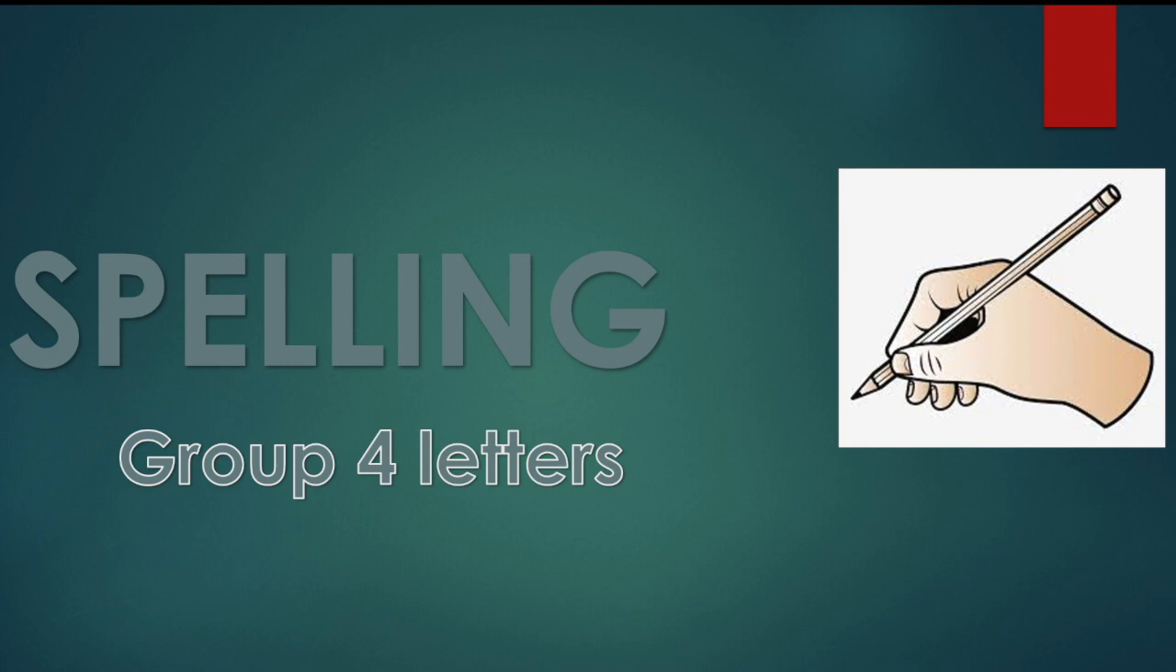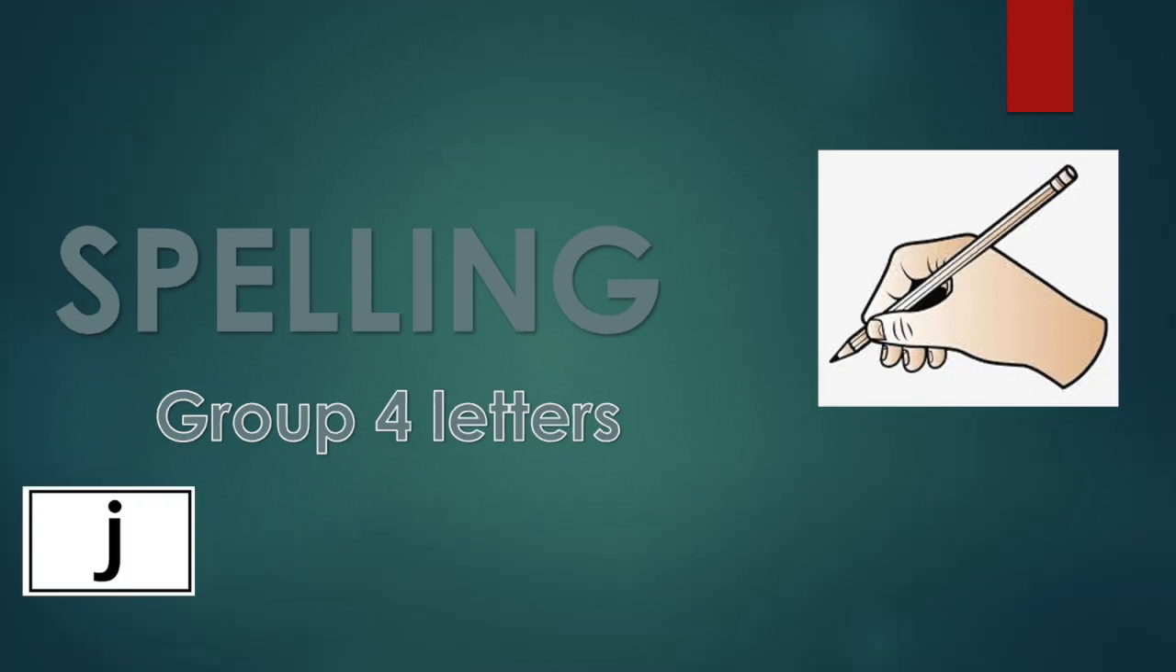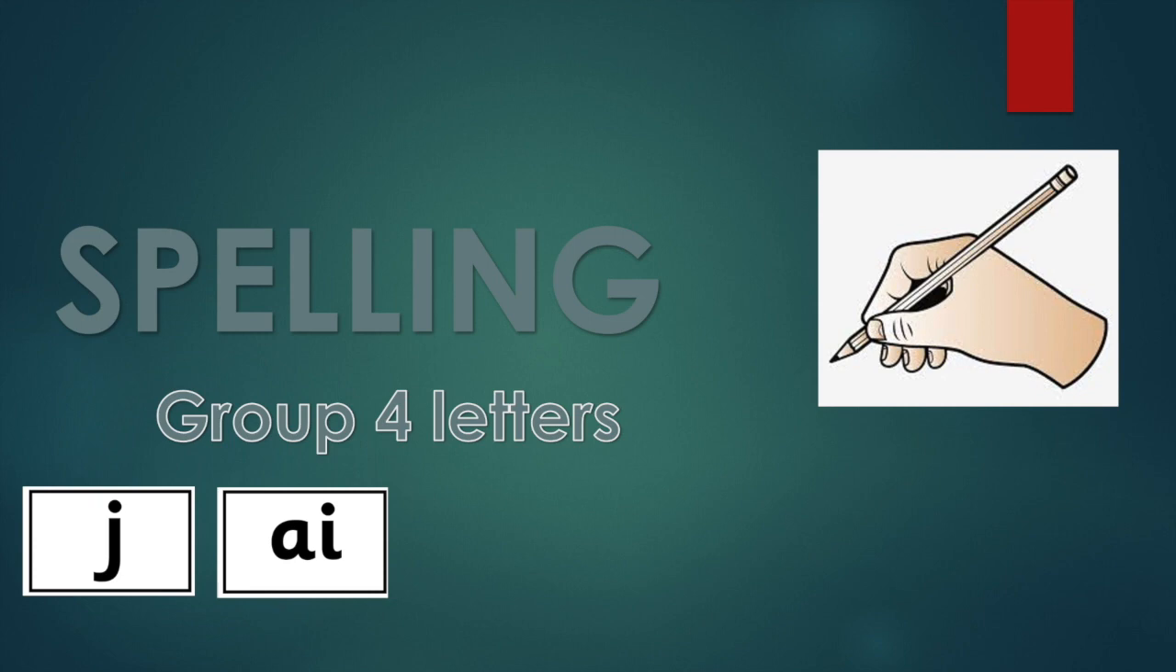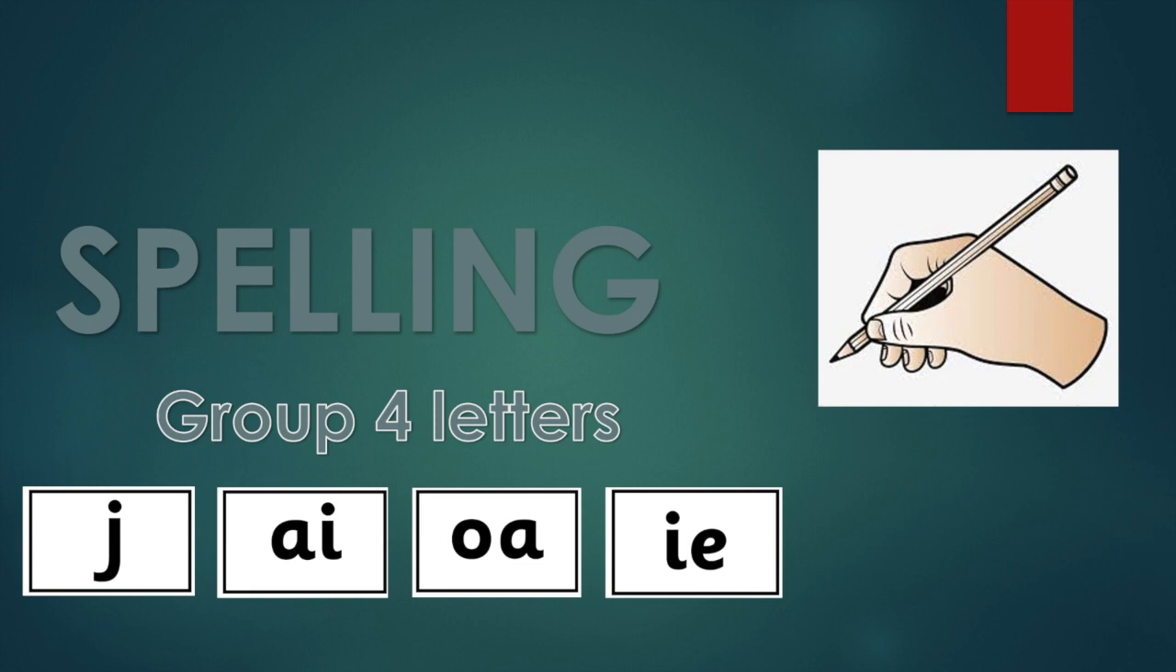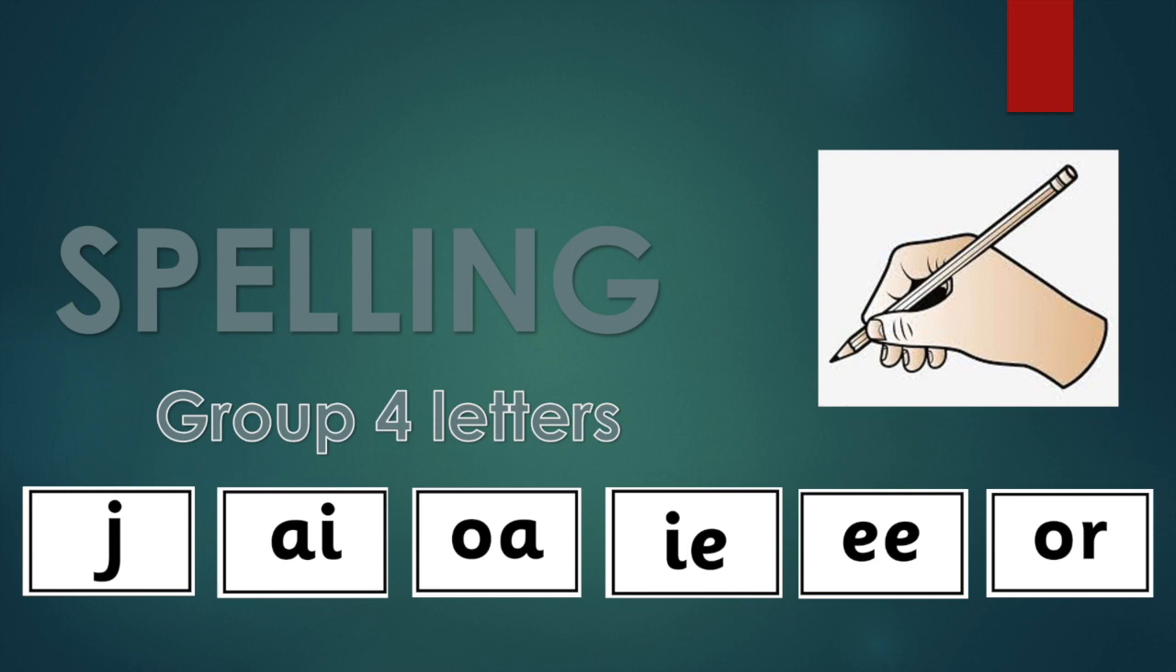Here is our group 4 letter sounds: J, A, O, I, E, and OR. And of course, group 1, 2, and 3 letter sounds are also included for this spelling challenge. And here's how you do it.